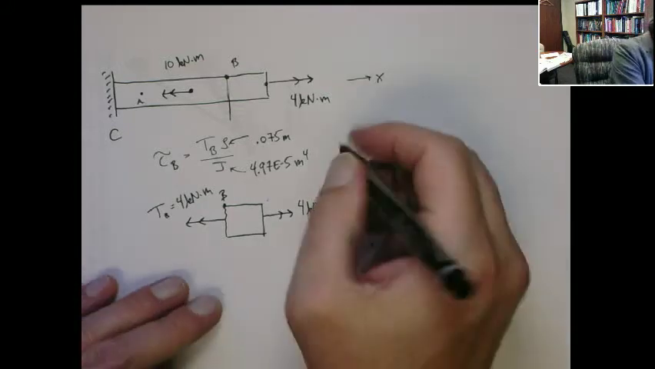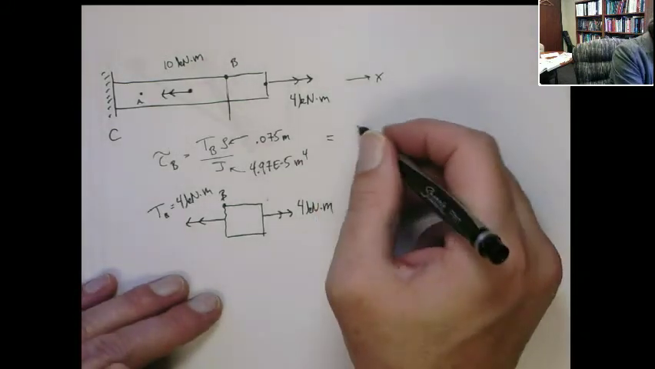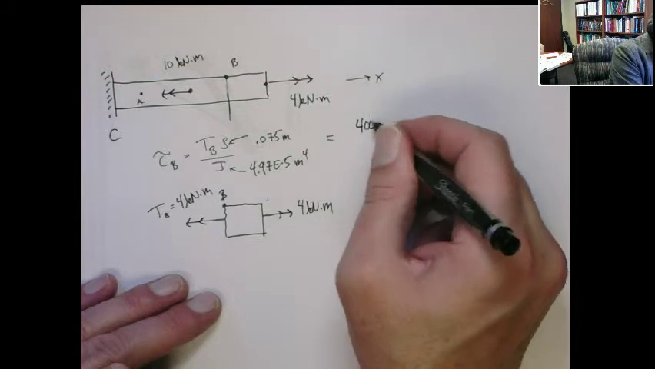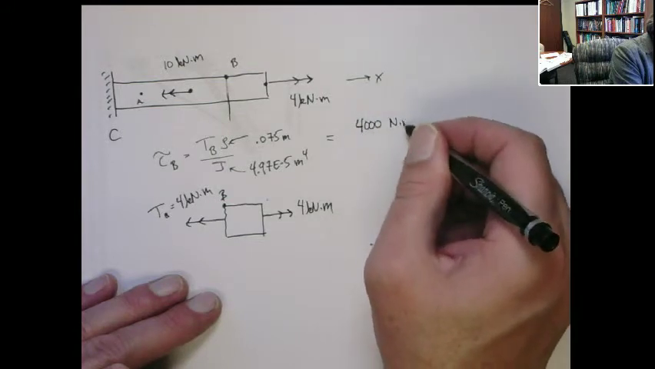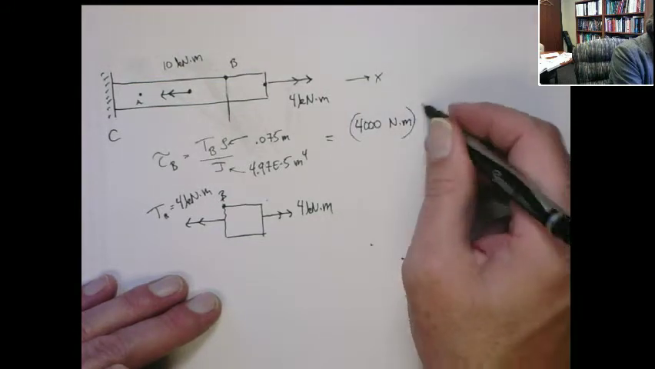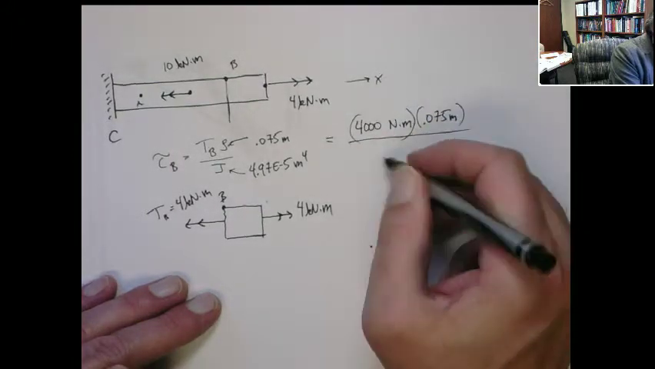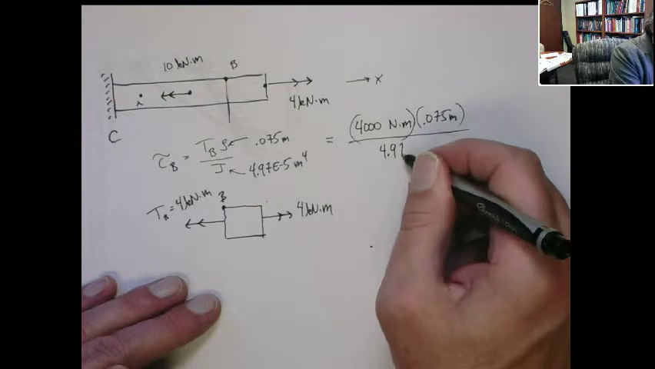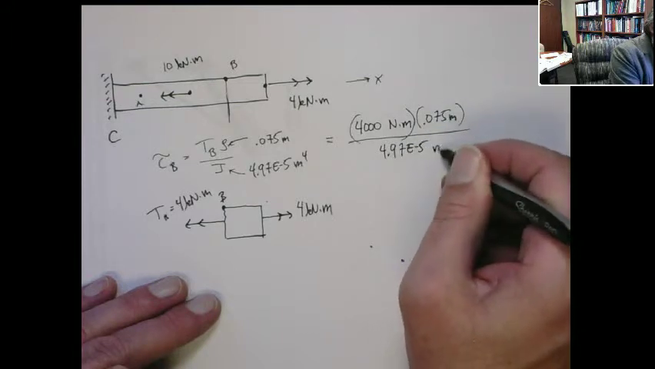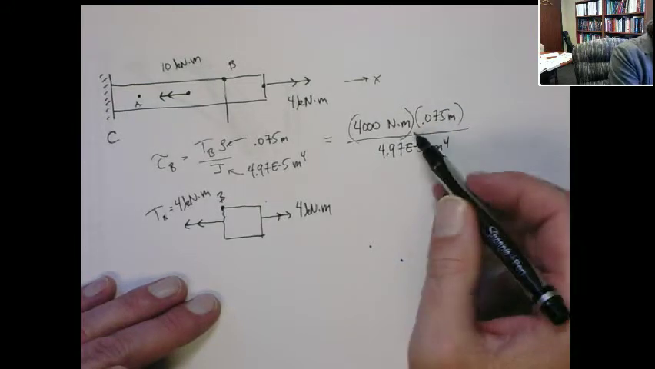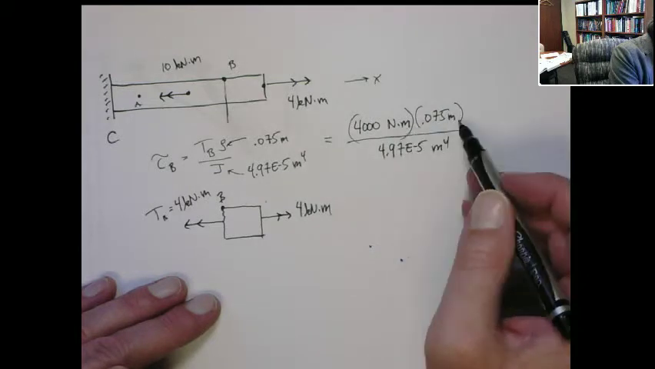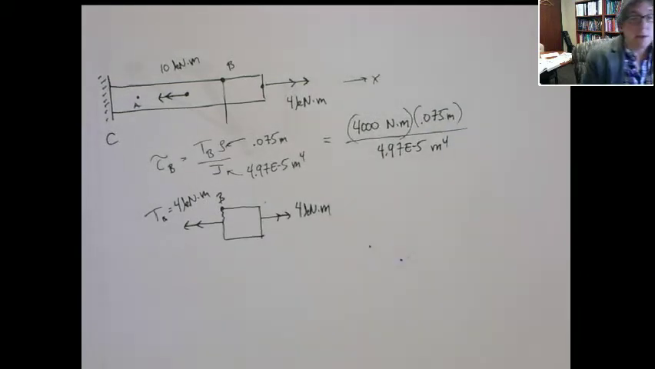So when we do this, this now becomes 4,000 newton meters times the radius, 0.075 meters, over J, which is 4.97 times 10 to the minus fifth meters to the fourth. You can see the units here: I get newton meters squared over meters to the fourth. So that's going to give me newtons per meter squared, or pascals. Let's do the numbers.